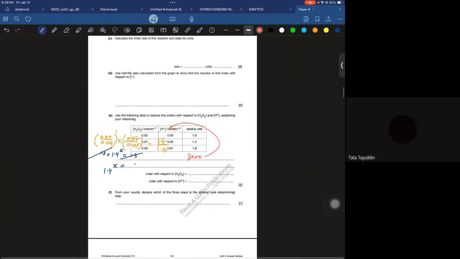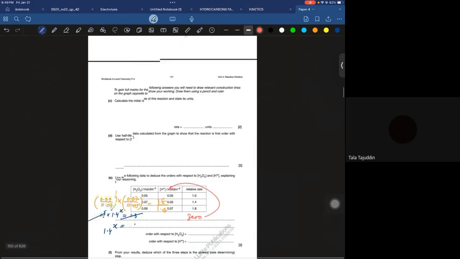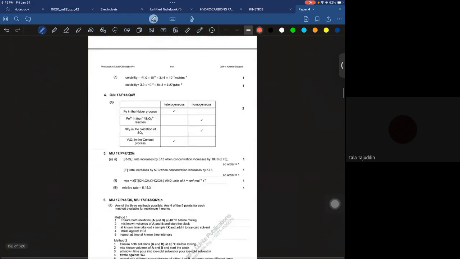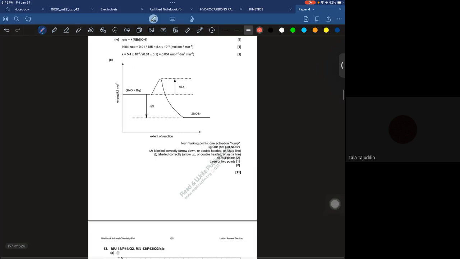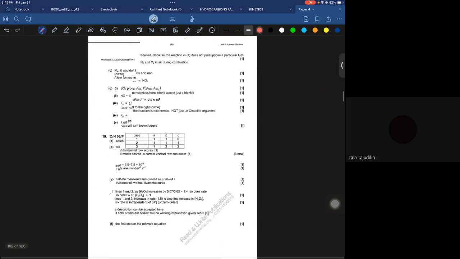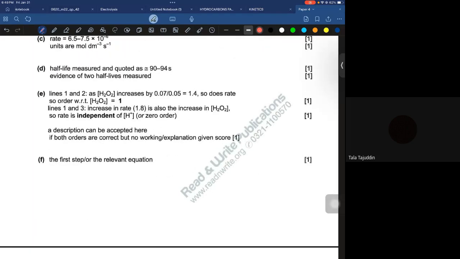Let's check the marking scheme. So this is question number 19, part E. 19 part E says yes, H plus is zero order. H2O2 is first order. Okay, so this is easy. So now you can solve it.